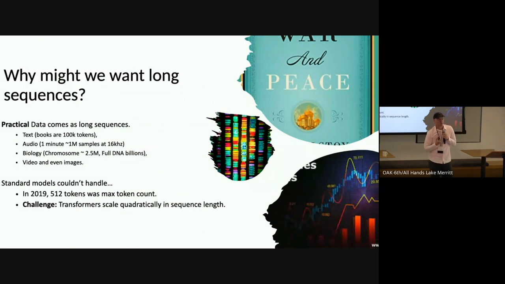So we were interested in this. When we started this line of work, all the models were maxing out at about 512 tokens, way too small to deal with these kinds of data sets. And as I pointed out, because of that QK transpose, transformers scale quadratically. So as the sequence length grows, they get slower and slower and slower, relative to what we might want.